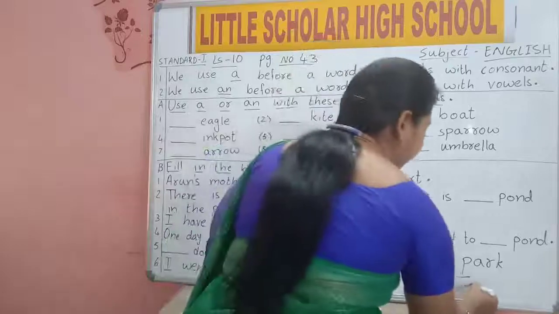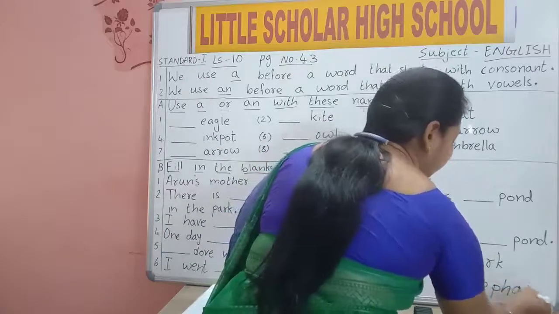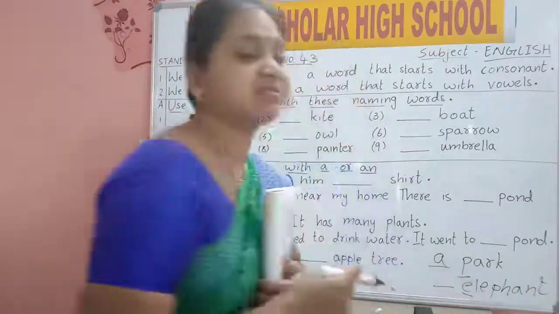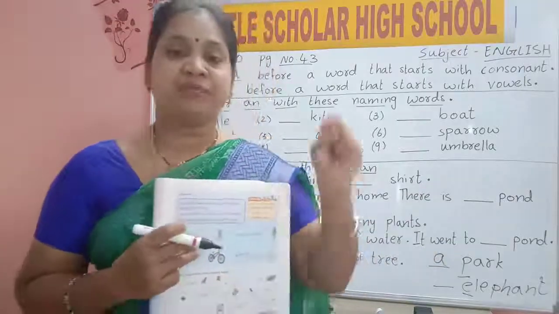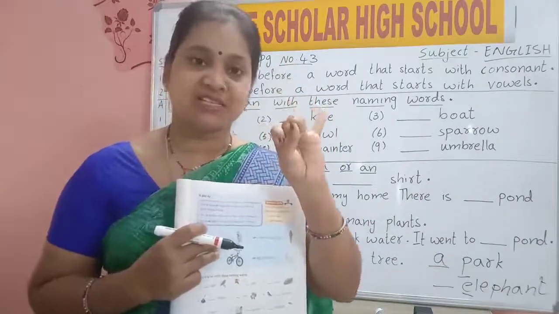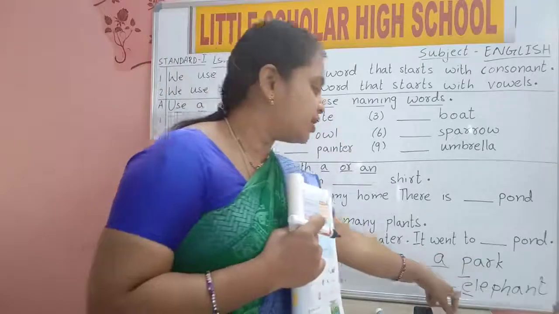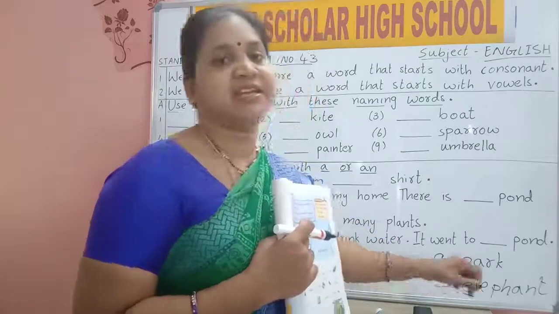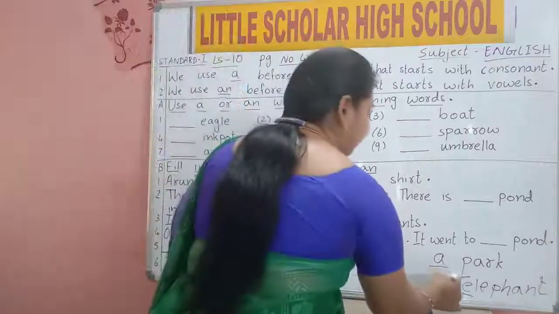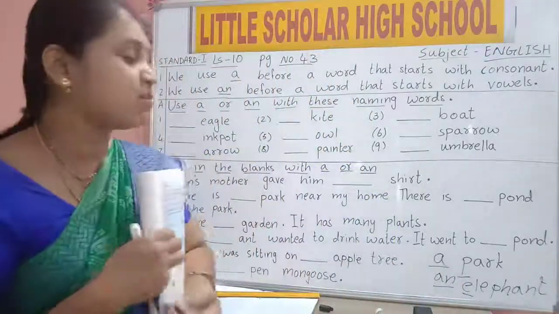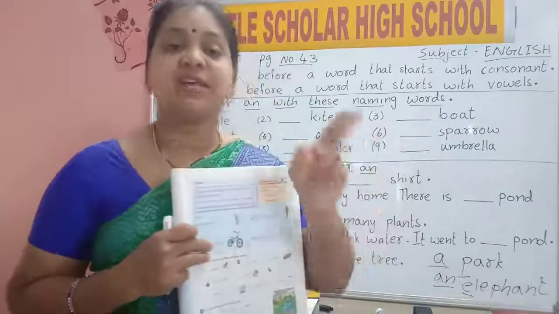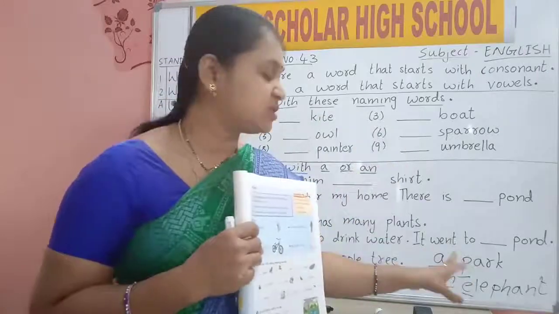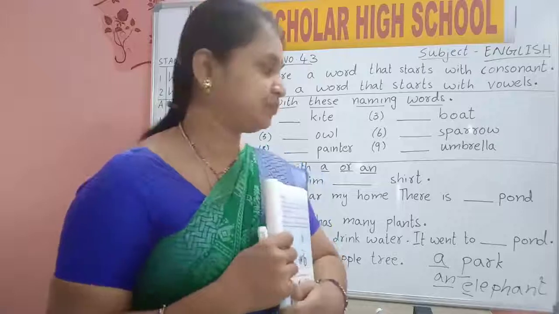Suppose we say dash elephant, E-L-E-P-H-A-N-T, elephant. Now, what is the first letter of this word? E. Now, see in vowels we have A, E. Yes, E is present in vowels. So, now it is a vowel. Yes, E is a vowel. So, what will come here? A or an? Yes, an. We should write an elephant, a park. That means we are talking about one place, one animal, one person. When we are talking about any one thing, we use A or an.